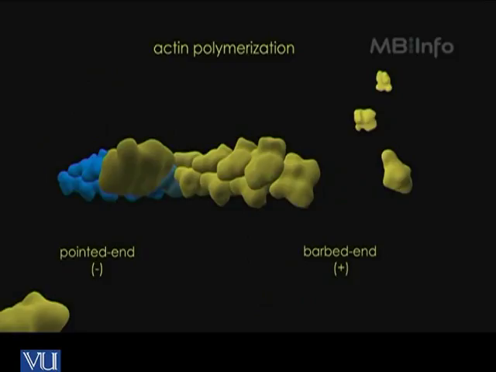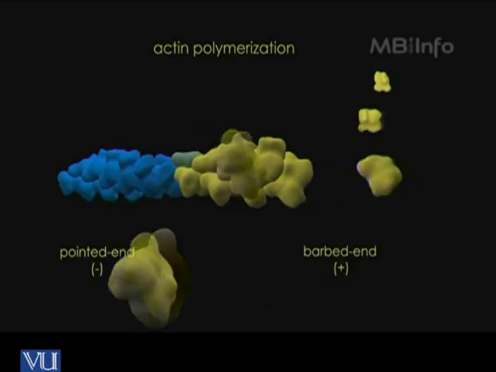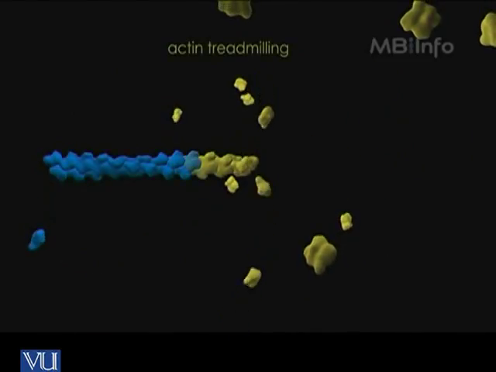So part of this actin is blue, which is bound to ADP, and part of this filament, the monomers are still in ATP form. So the barbed end, or the plus end, is yellow. The pointed end, or the minus end, is blue. So with the filament, the monomers will keep on adding, and you will have a filament.